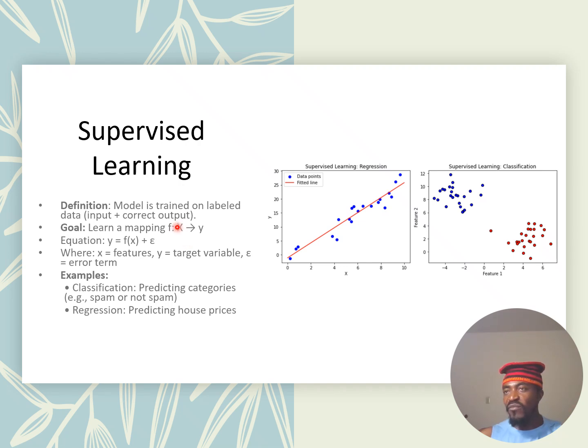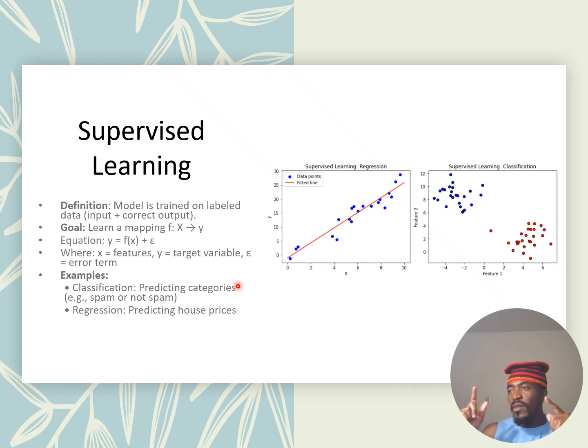For supervised learning, the goal here is to learn a mapping, which is to map elements from the domain to the codomain, which is from X to Y. So the equation that we're going to see more for supervised learning, especially a regression problem, is of the form y equals f of x plus epsilon, where x are the features, y is the target variable, and epsilon here is the error term.